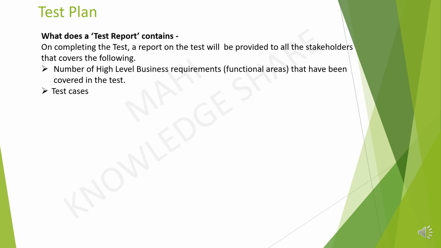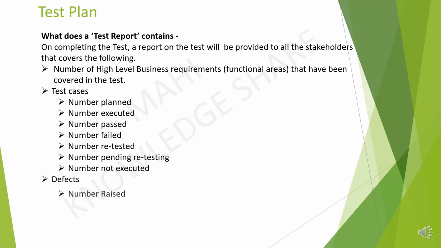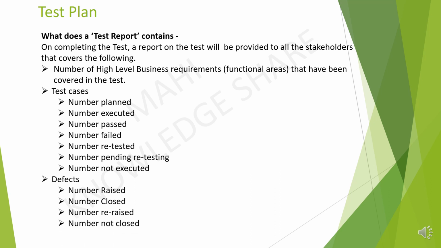As part of test cases, provide the number of test cases that are planned, number of test cases executed, number of test cases passed, number of test cases failed, number of test cases retested, number of test cases pending for retesting, and number of test cases not executed. Under defects, provide the number of defects raised, number of defects closed, number of defects re-raised, number of defects not closed, and provide open defect summary.